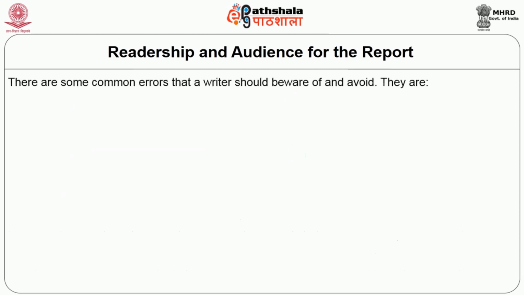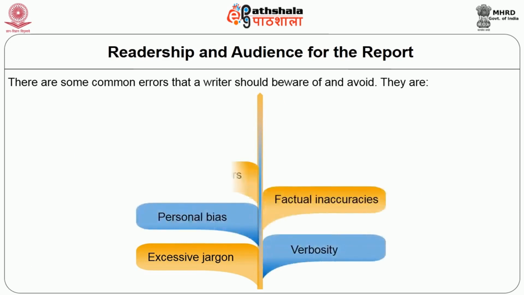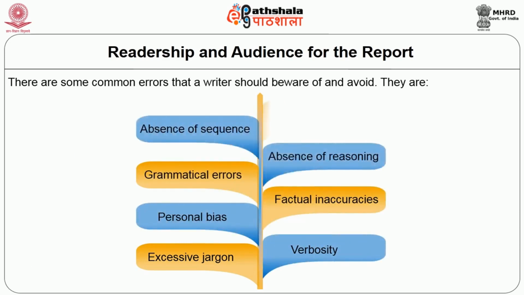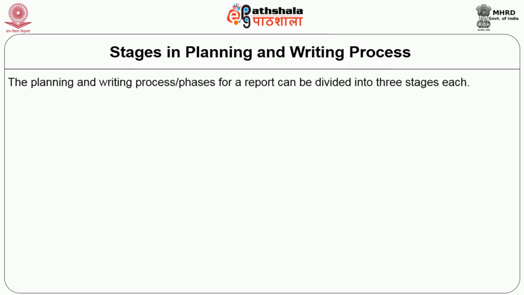There are some common errors that a writer should be aware of and avoid, and they are excessive jargon, verbosity, personal bias, factual inaccuracies, grammatical errors, absence of reasoning, sequence and reference. So in order to avoid these errors, one has to follow a certain stage in planning and writing process. There are several stages in this and they will be explained now. The planning and writing process and phases for a report can be divided into 3 stages each.